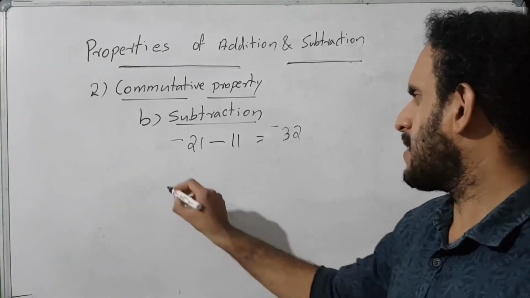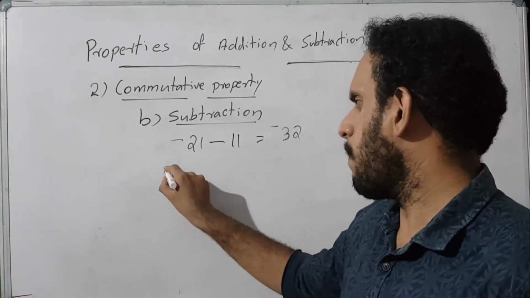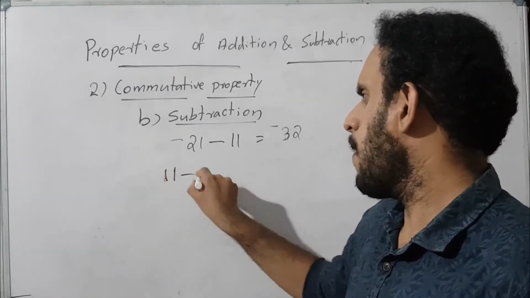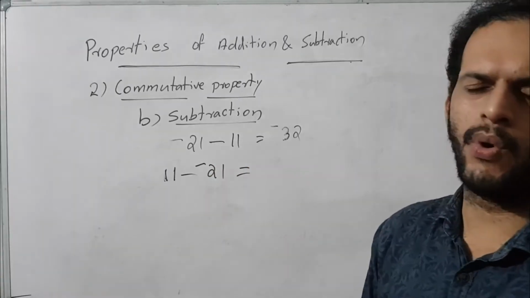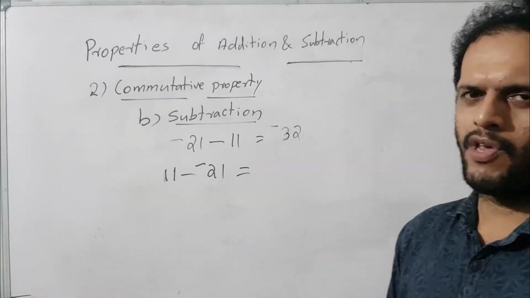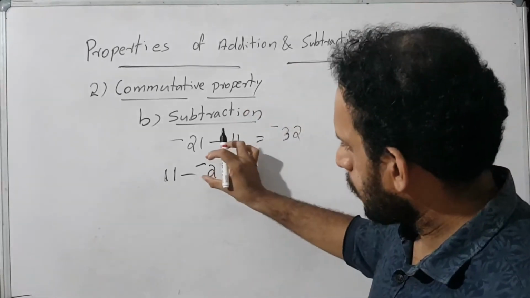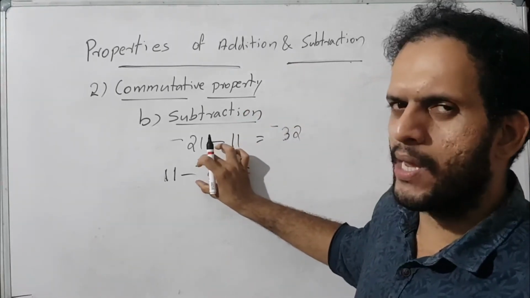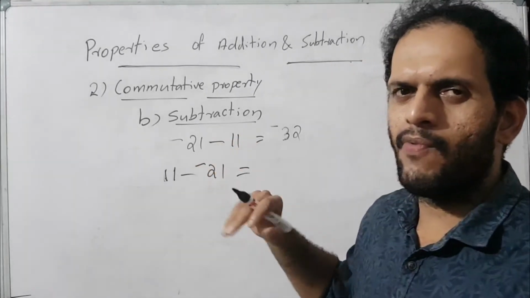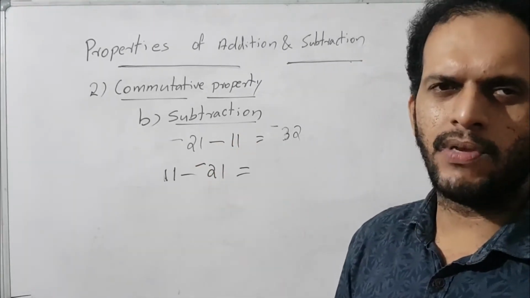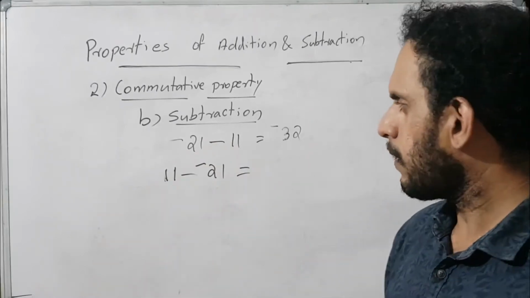Okay. So next I change the order. What is the number 11? 11 is positive. 11 minus 21. Then we know that we generalized one more idea in the case of the closure property. If two negatives come together, correct? If two negatives come together, it will change to a plus, not positive, plus. Correct?